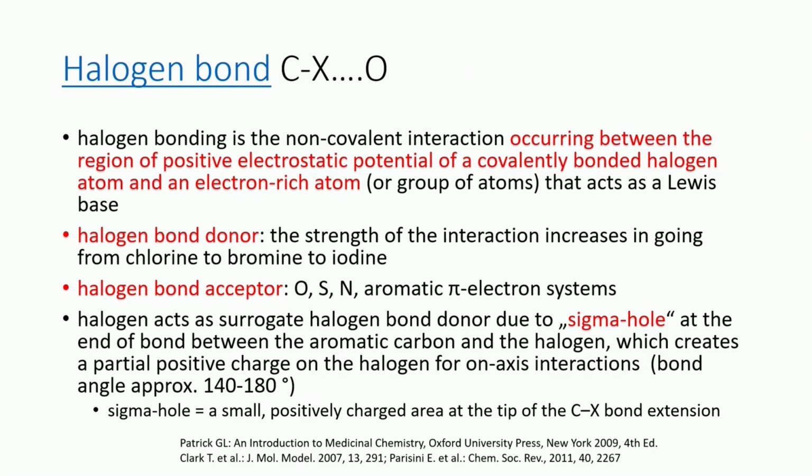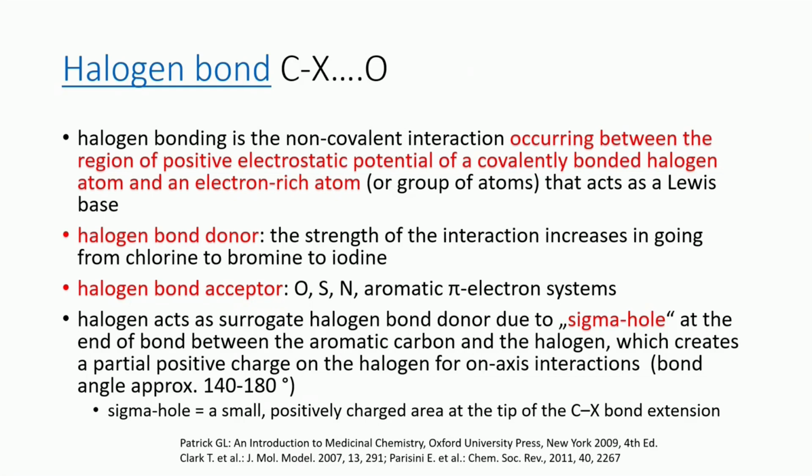So typically, the halogen bond donor can be chlorine, bromine, or iodine. The last one is the strongest halogen bond donor. And the interacting partner, the halogen bond acceptor, can be oxygen, sulfur, nitrogen, or an aromatic pi electron system.